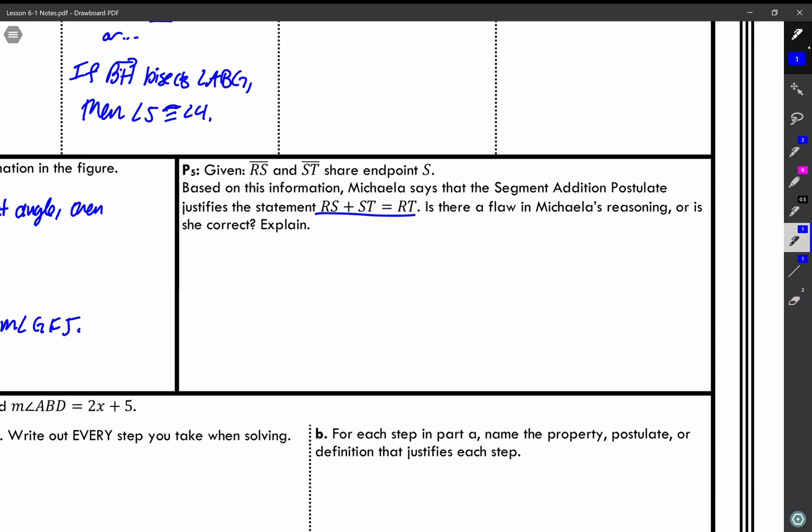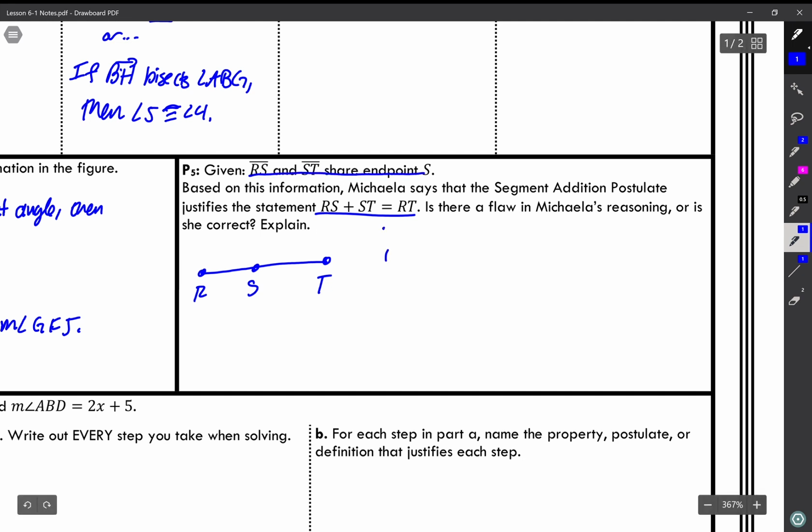But we have to think: Michaela is assuming that the setup looks like this, R, S, T. But all we really know is that RS and ST share endpoint S. It means those two segments are attached at S, right? That's all we know. We don't know that R, S, and T are all collinear, meaning on the same line. We don't know that S is on segment RT at all, actually.